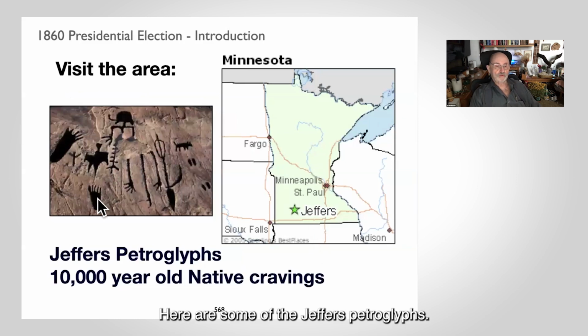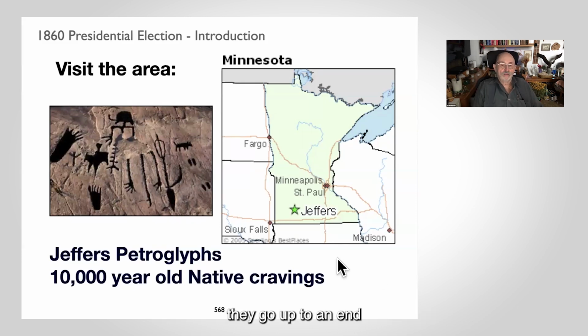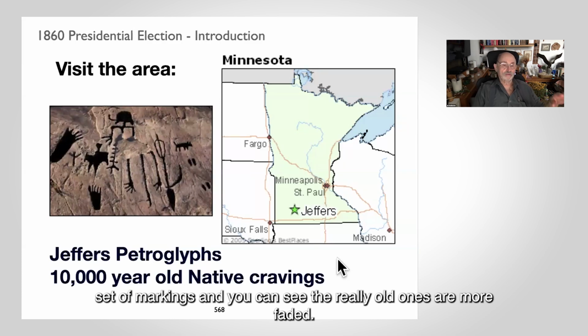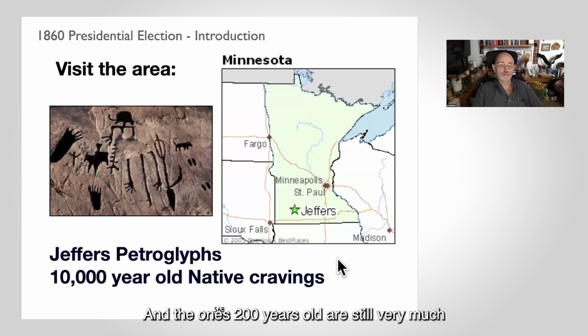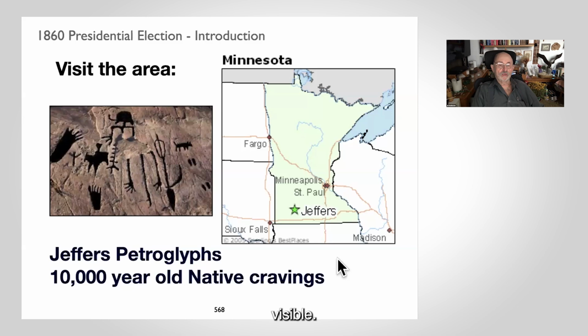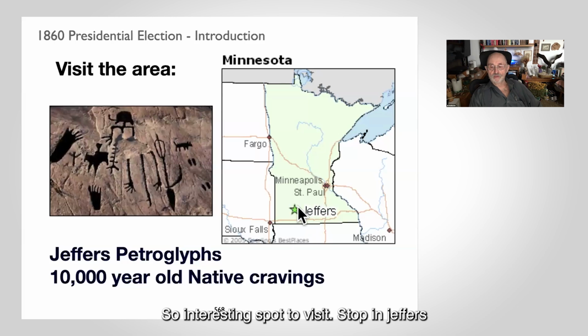Here are some of the Jeffers petroglyphs. Here's where Jeffers, Minnesota is located. Here's where Pipestone is at. Some of them are 10,000-year-old carvings. They go up to an end about 200 years ago. So it's a very lengthy 10,000 year set of markings, and you can see the really old ones are more faded, and the ones 200 years old are still very much visible. And it's a large area, very interesting. So interesting spot to visit. Stop in Jeffers and then continue on to Pipestone.